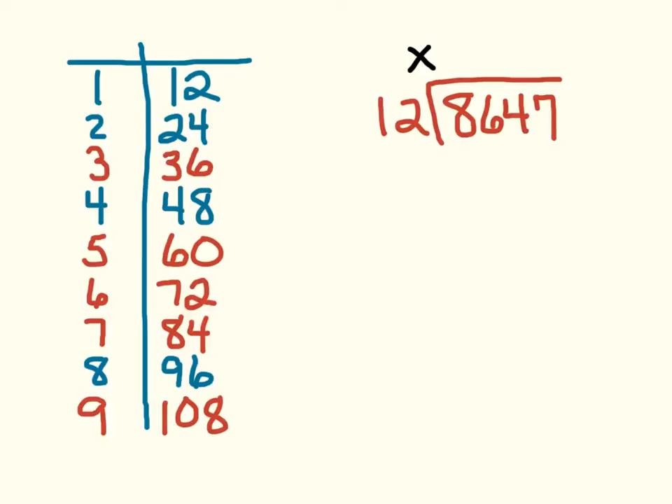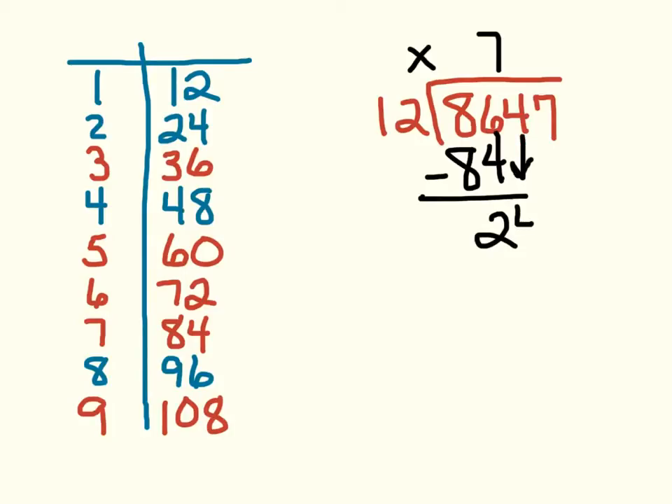So 84 is closest to 86. Now how did I get it? Well, I got it by multiplying 12 by 7. So I write my 7 above here. 12 times 7 is 84. I subtract, leaving 2.